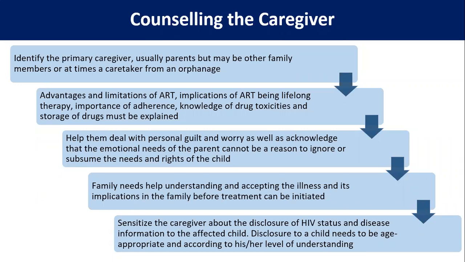And you have to help them deal with the personal guilt and worry which they are having, and emotional support has to be provided to the family and the caregiver. The family needs help understanding the illness and its implications in the family before the treatment can be initiated. And you have to sensitize the caregiver about the disclosure of the HIV status information to the affected child. We can follow age-appropriate counseling and disclosure to the child once the child becomes older. Next.